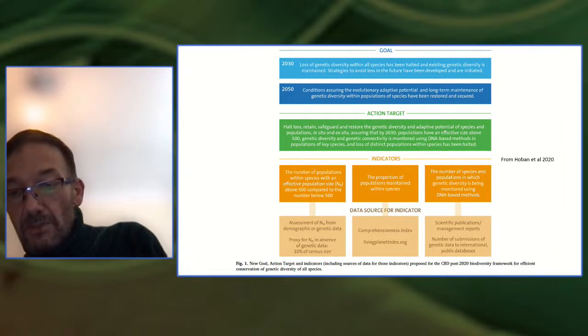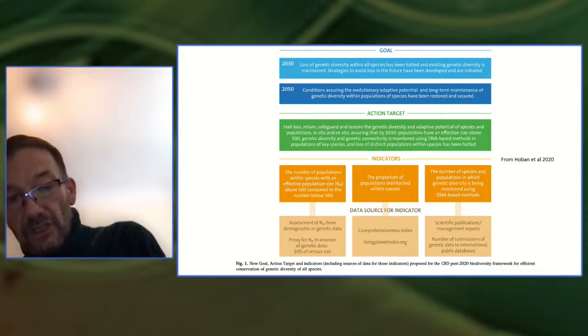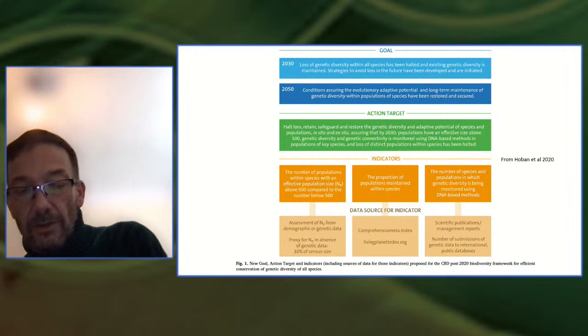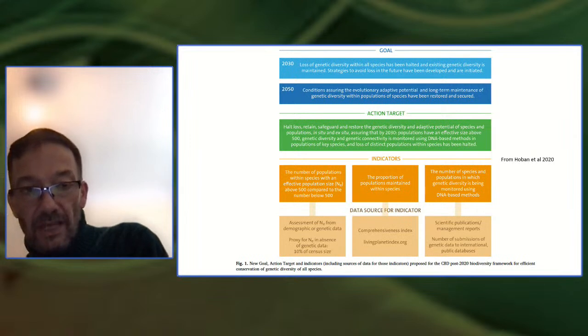And then at least 90% of genetic diversity, and here we mean effective size, is maintained within all species. So we have to wait and see how that may change or whether it survives going into the final draft. But at the moment, at least, we have both targets and milestones that make some sense within the context of what we've been trying to develop.